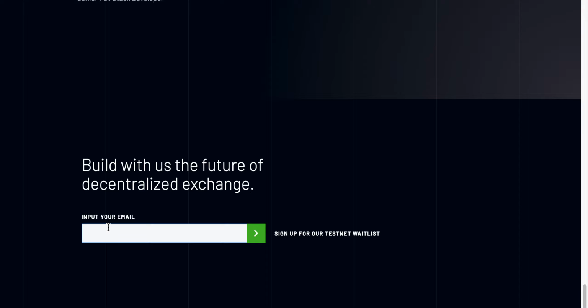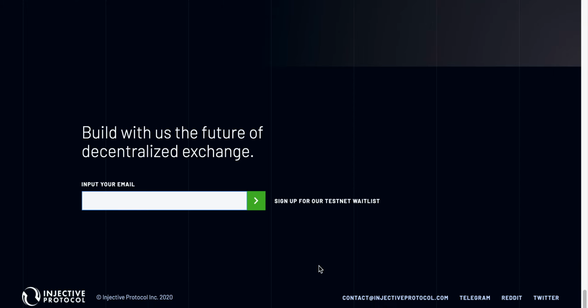And we can input your email and sign up for our testnet whitelist. And we see the contact, email, and Telegram, Reddit, Twitter.